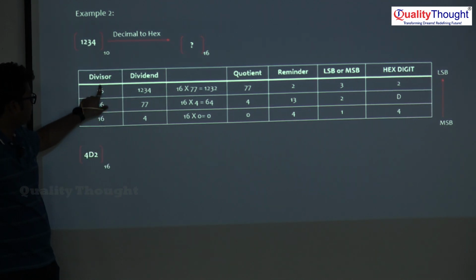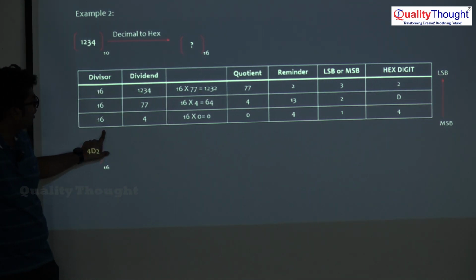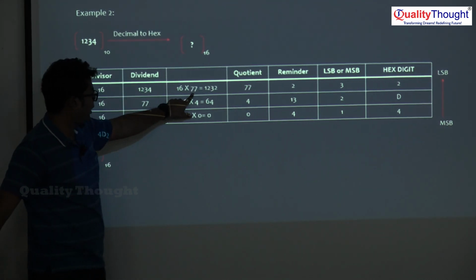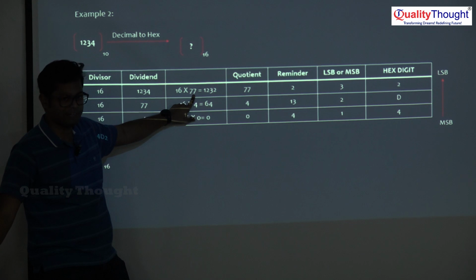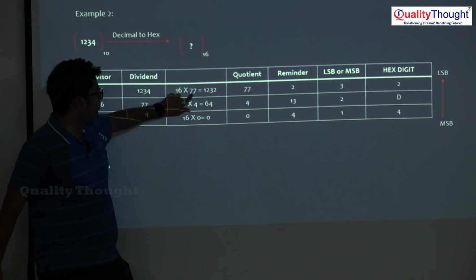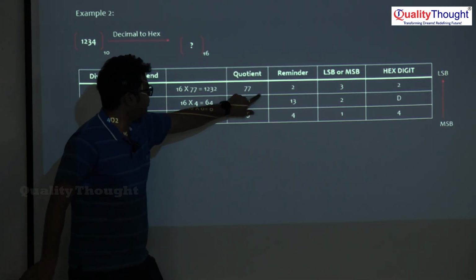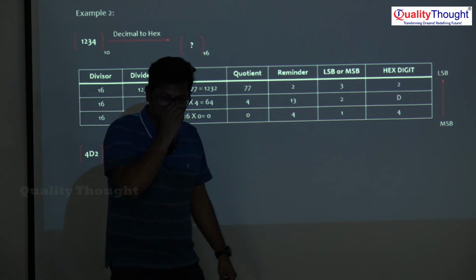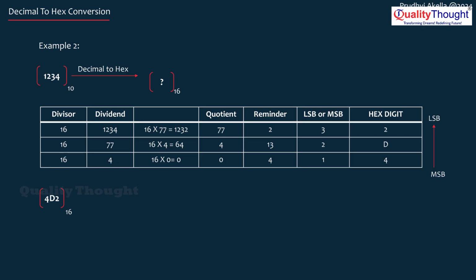So the divisor still remains 16, correct? And the dividend is 1, 2, 3, 4. The nearest possible multiple I would find is 77, which is 1, 2, 3, 2. Now the quotient will become 77 and the remainder is 2. Like you take this number and subtract this, correct? This minus this is this, basically. Are you getting it? Okay.